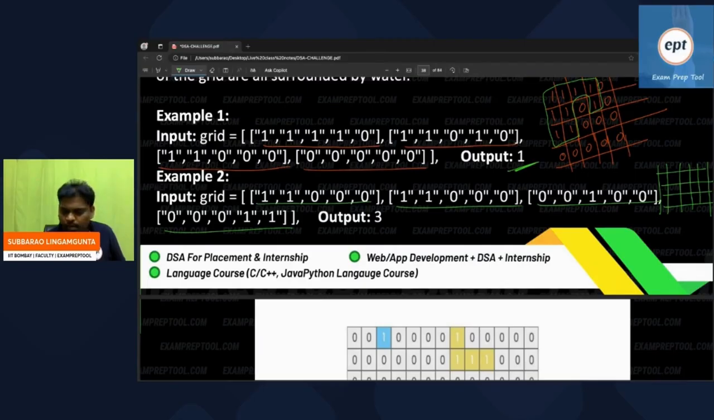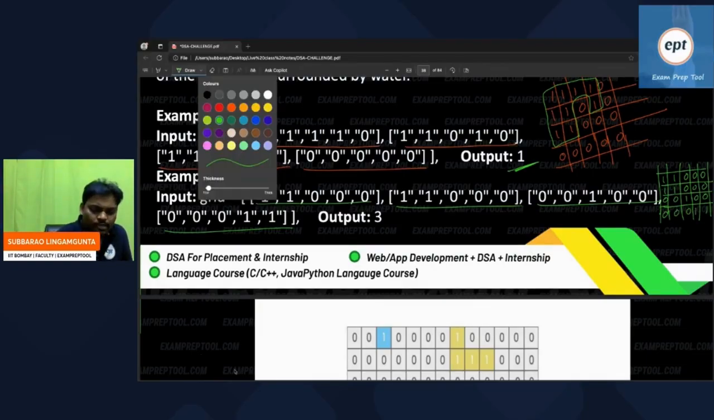First one, 11100. Next one, 11100. Next one also, 11100. Third one is 00100. The last one, 000 11, 00011. Now you can find out how many islands are there.